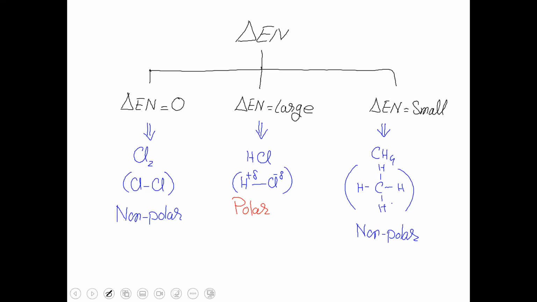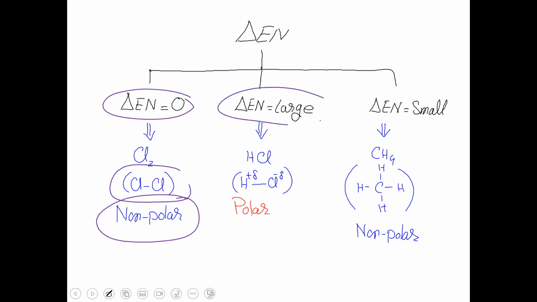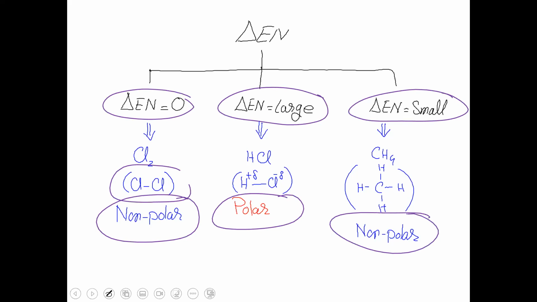Now, let's summarize it. When the electronegativity difference is zero, like chlorine, it's a non-polar molecule. When the difference of electronegativity is large, the bond is polar. And when the electronegativity difference is small, then the bond is non-polar.